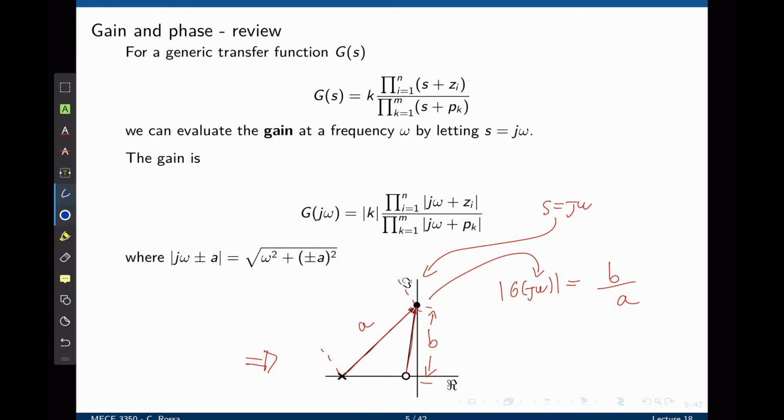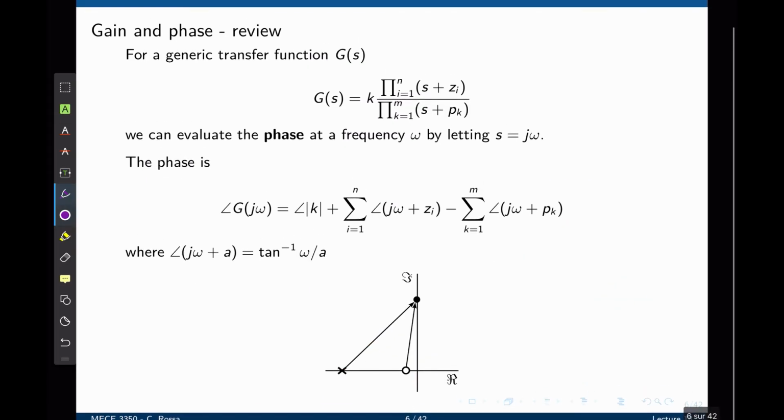If this transfer function had another zero, say around this point, and the magnitude of this vector would be C, then the magnitude of the transfer function would be B times C divided by A. If we now add a pole here, whose distance to that point is D, then the magnitude would be B times C divided by A times D.